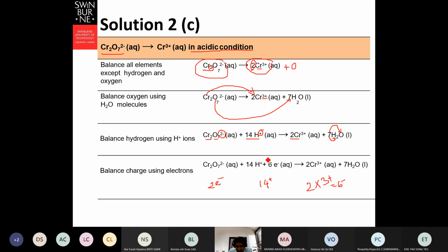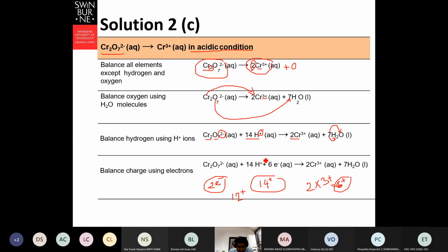6 positive on the right side, right? So how many charges should I be adding to the left side? Which one is deficient? I have 14 positive here, minus 2, that is 12. And here is 6 positive, 12 positive, right? 12 positive, negative minus positive, so 12. And then here is 6 positive charge on this side.